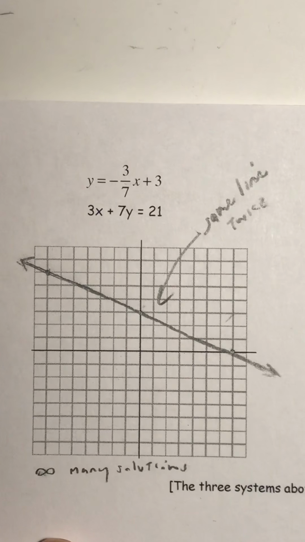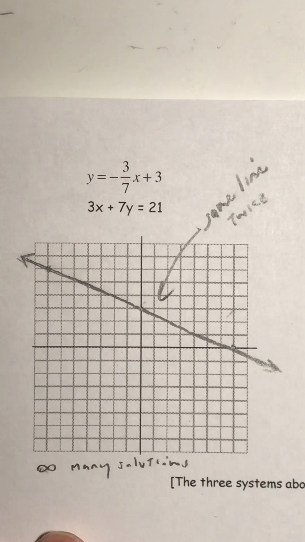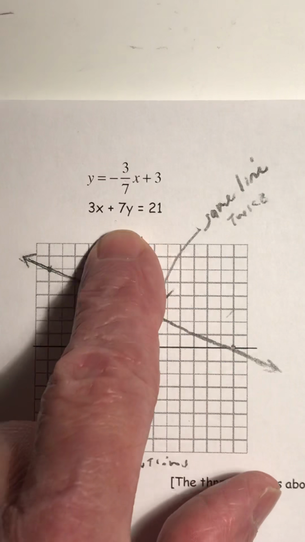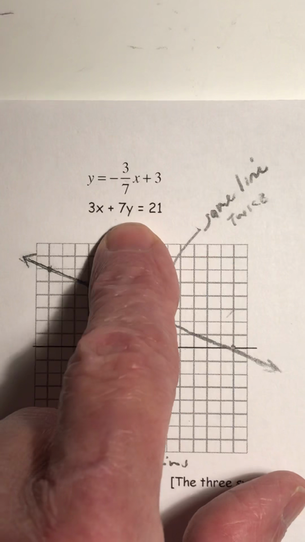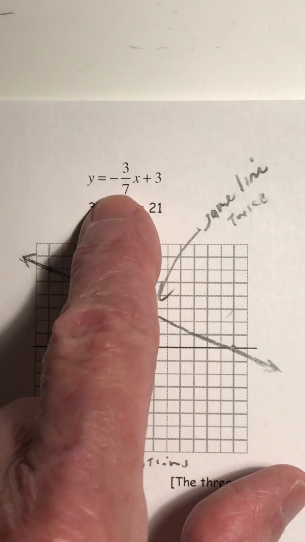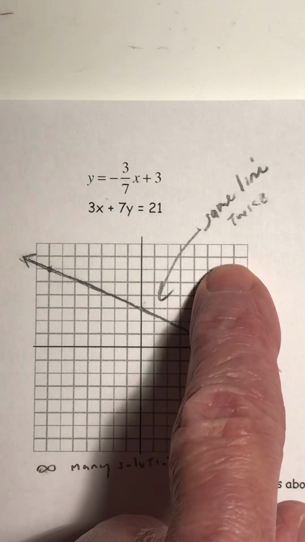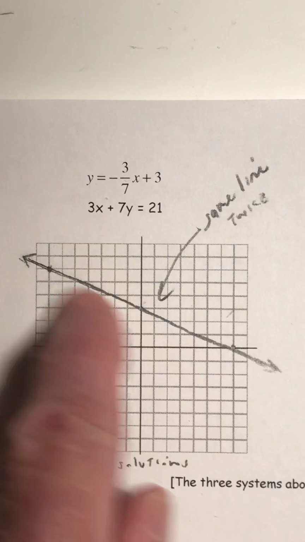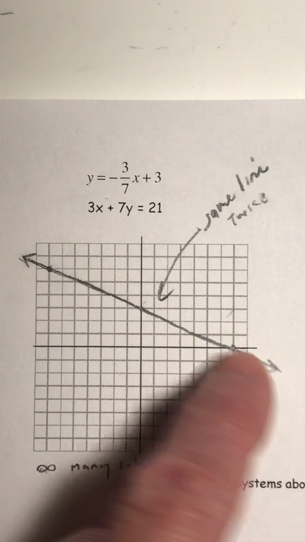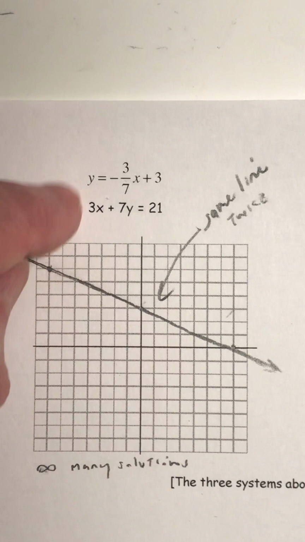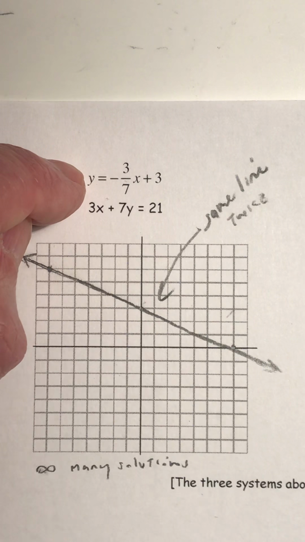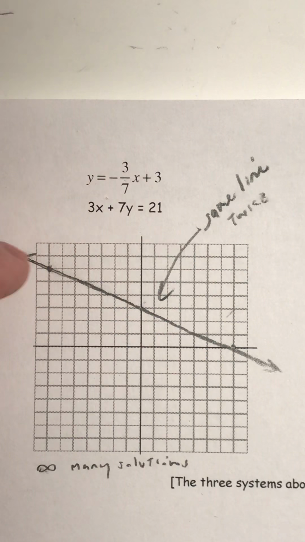This is the top of the second page, and if you draw these three graphs at the top, these three systems, the first one, it turns out these equations give you the exact same line. So it's the same line twice is what that says. One line goes right on top of the other. And that means that whatever works as a solution in one equation also works in the other. So we would say that that system has infinitely many solutions.